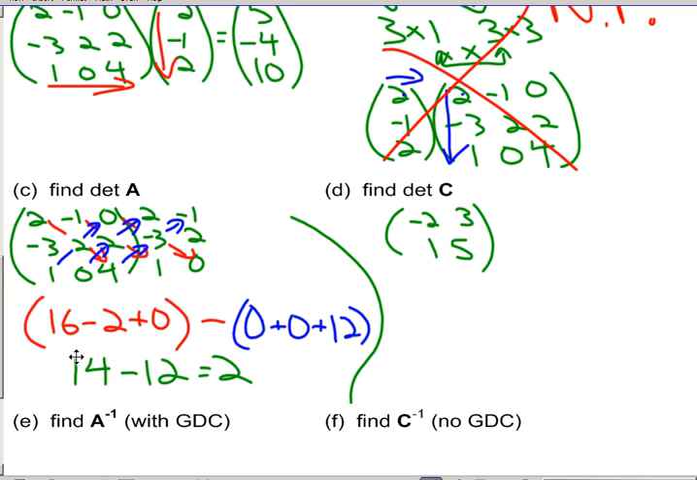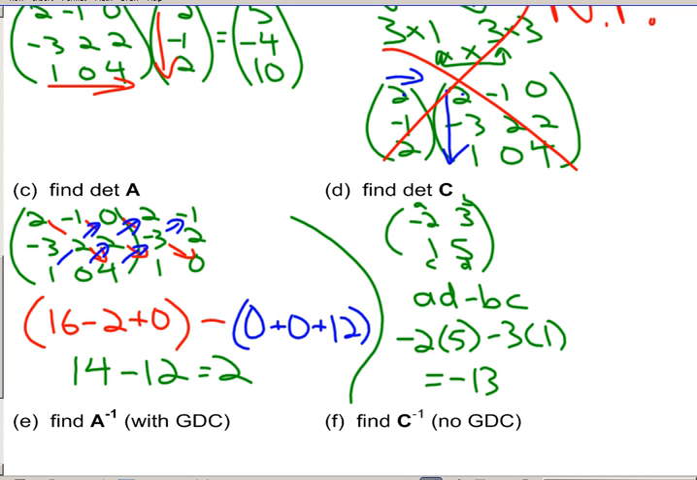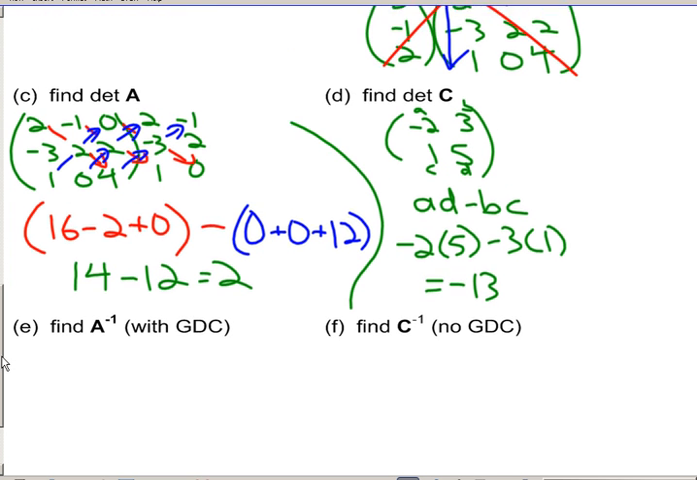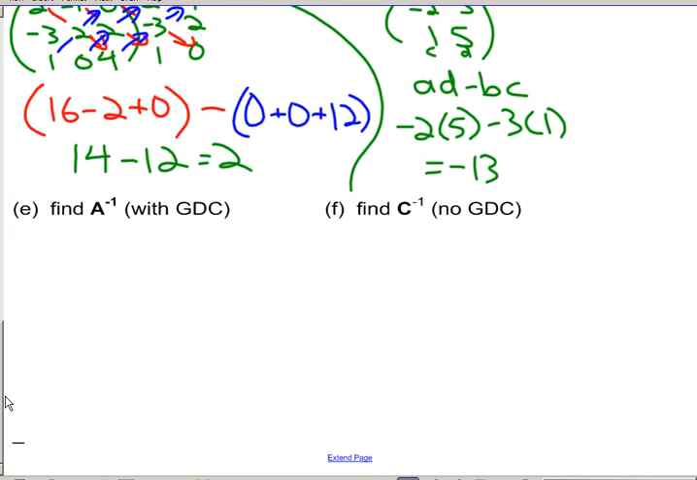Determinant of C we know is AD minus BC, if we label these as A, B, C, and D. So this will just be negative 2 times 5 minus 3 times 1, which gives us negative 13. The fact that it's not 0, again, tells us that C is invertible.